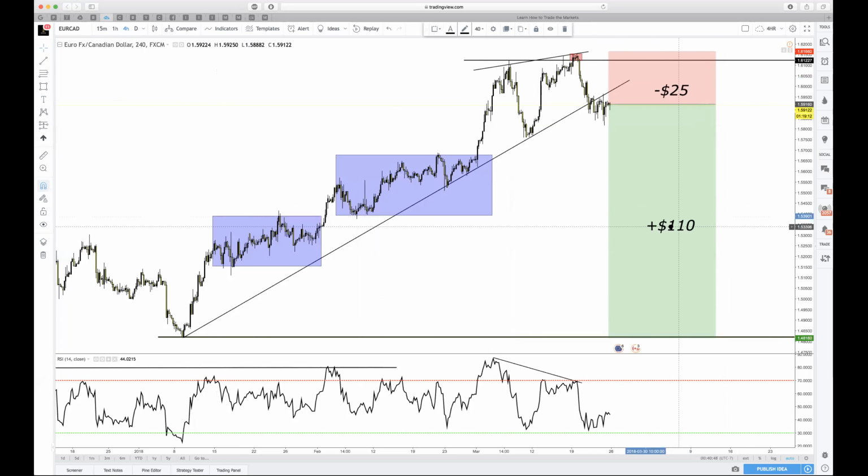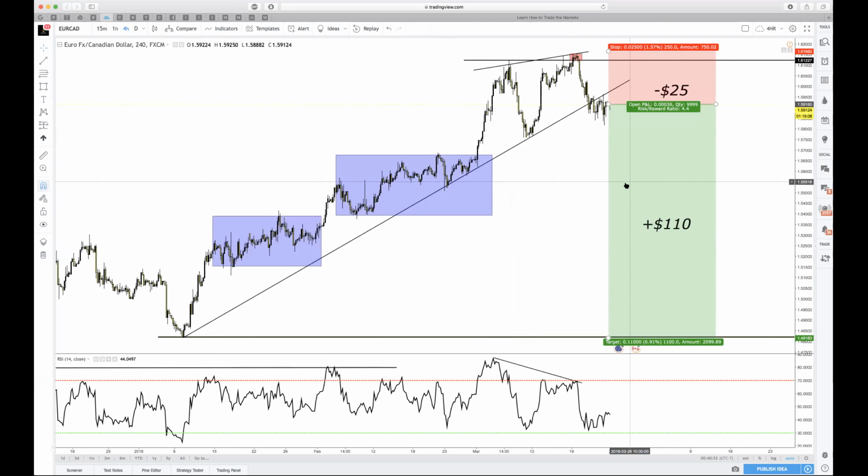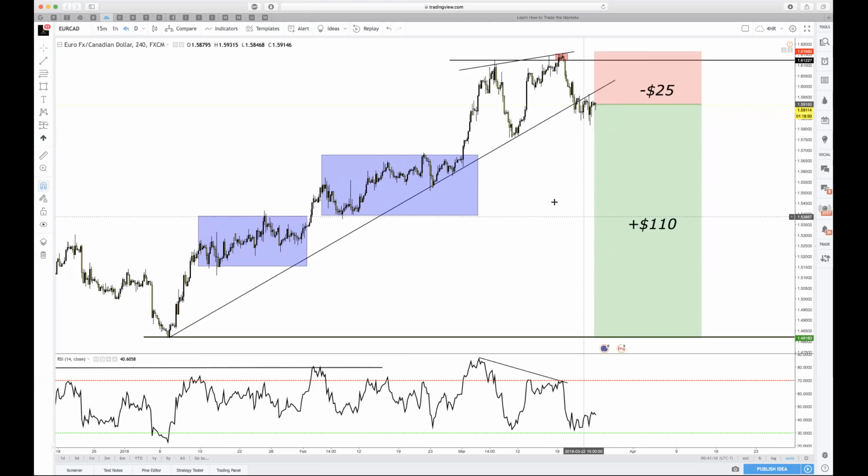Now, would you take that bet? Of course. You know, 1 to 3 is, I don't know, $75. If it's anything above $75, I'm taking it, but I'm getting way more. So you're risking $25 to make $110. It's a good trade, okay? Now, let's get back on this. All right, let's sell this one right now.